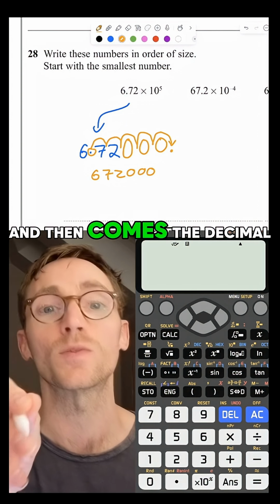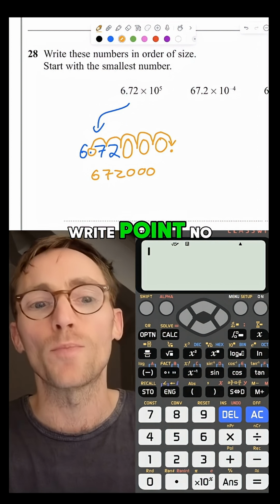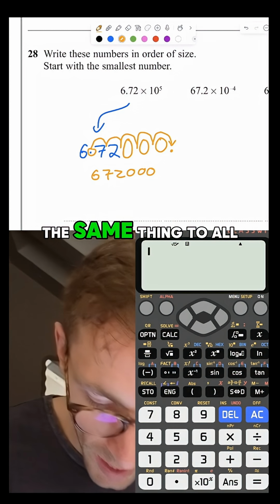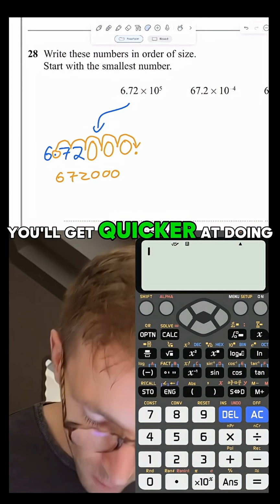So now my final answer here is 672,000, and then comes the decimal point, right? But you don't have to write 0.0, you just leave it. We're just going to do the same thing to all of these numbers. You'll get quicker at doing it, I promise.